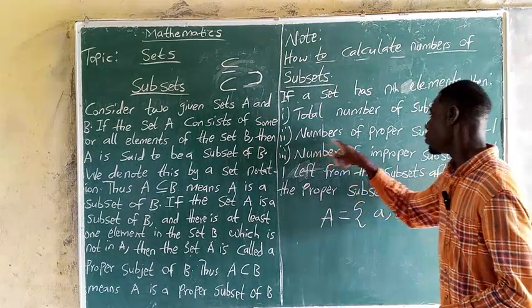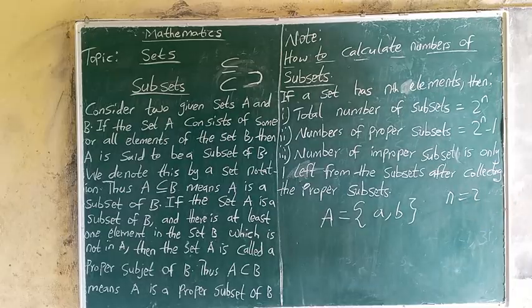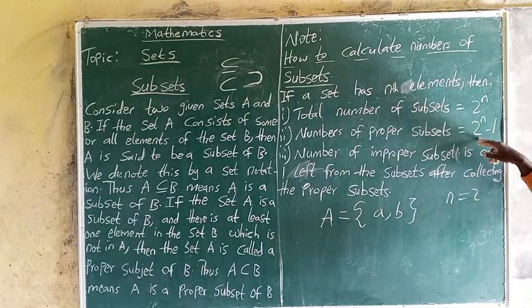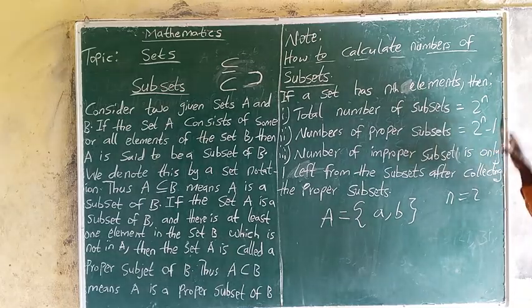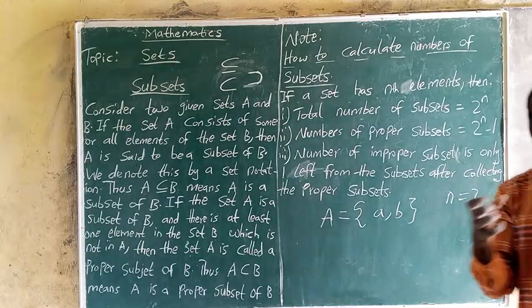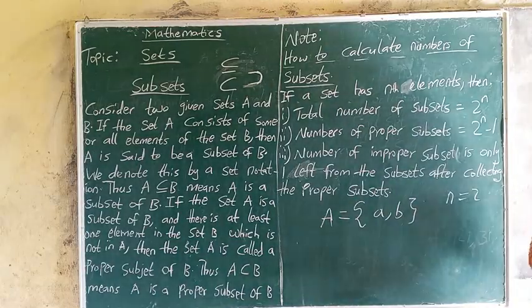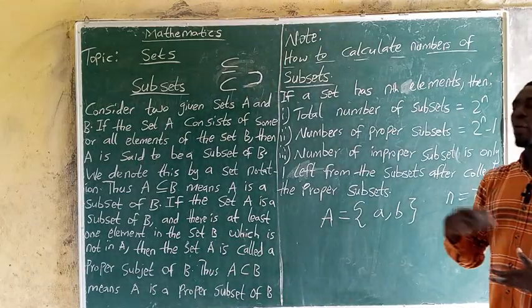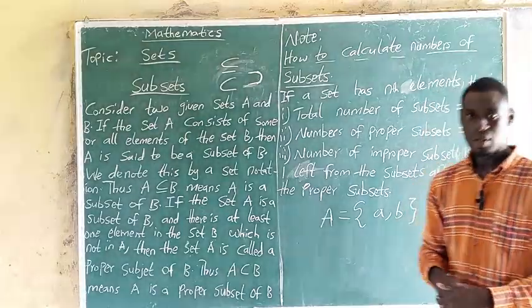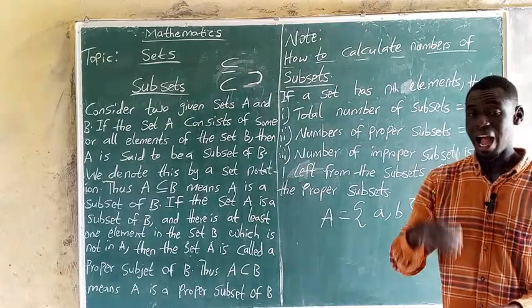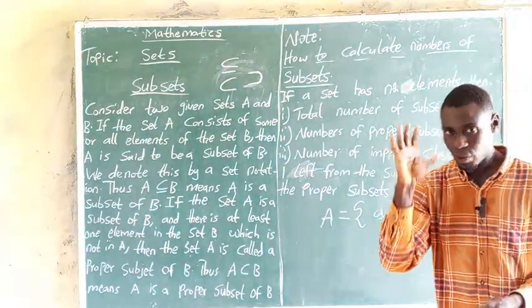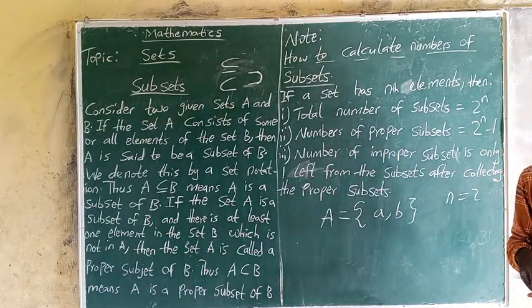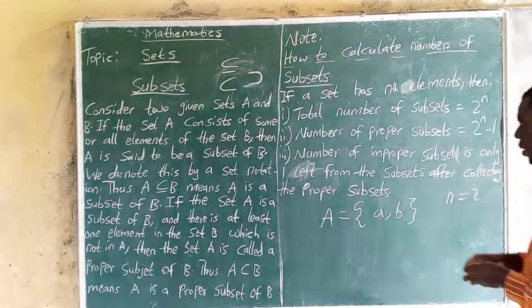Then the next step is numbers of proper subset. How do you calculate numbers of proper subset? You take 2 raised to the power of n, minus 1. That one you are taking off is your improper subset. That particular set looks like the original set you have. In every set, you have one improper subset. You understand? Improper what? Subset.